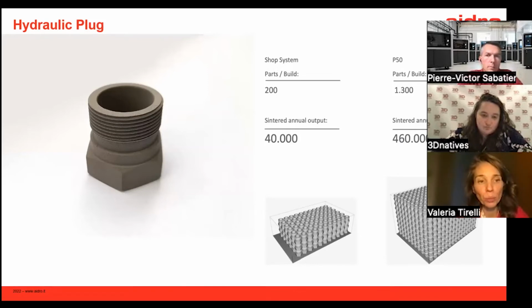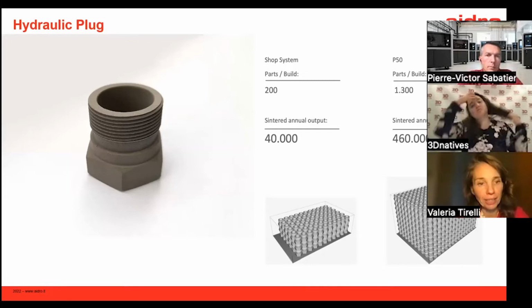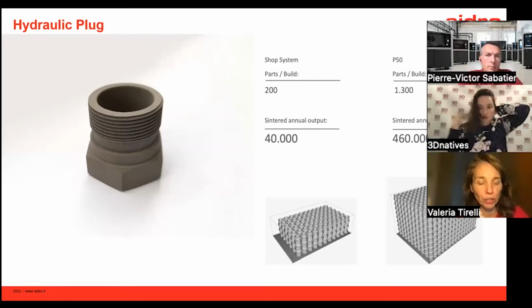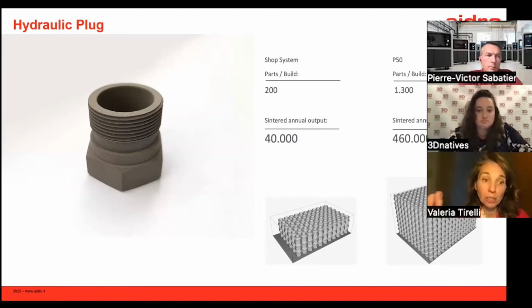In this case, we didn't make any redesign, so the part is the same as the conventional one. But because it's quite a small part, more or less 2 centimeters high, we are now able to produce a very large volume of parts. We are speaking of 40,000 parts with the conventional machines, the shop system, and 400,000 parts with the big machine.